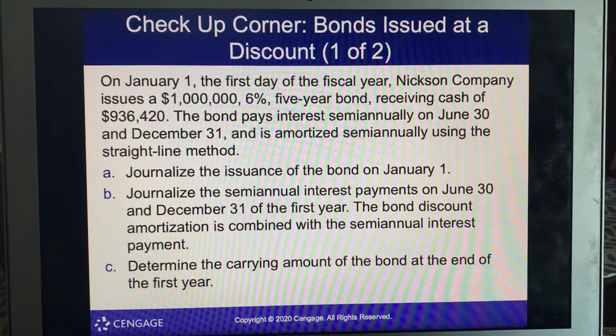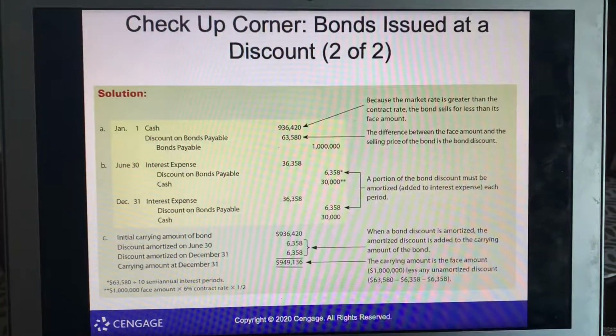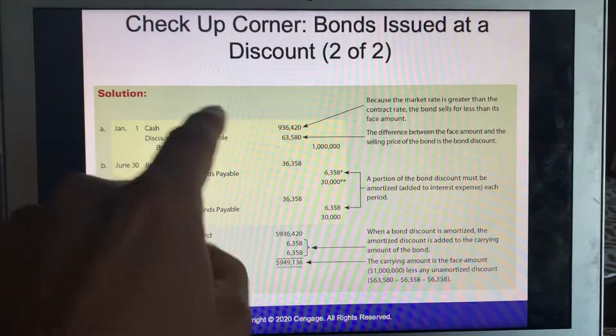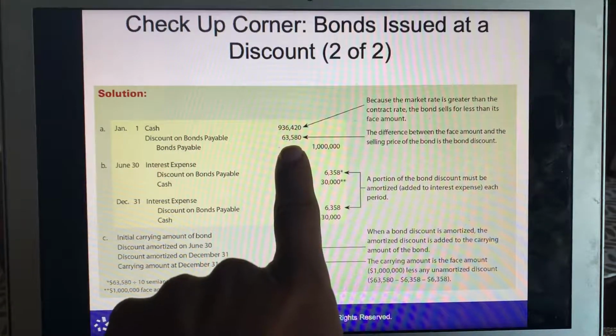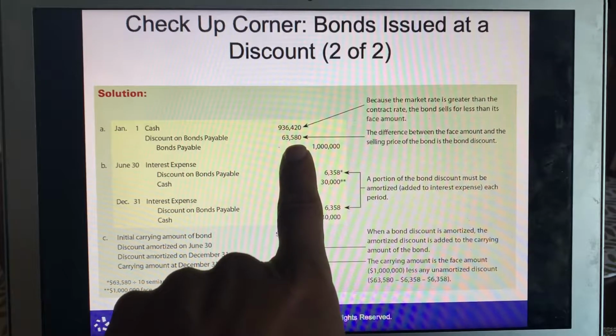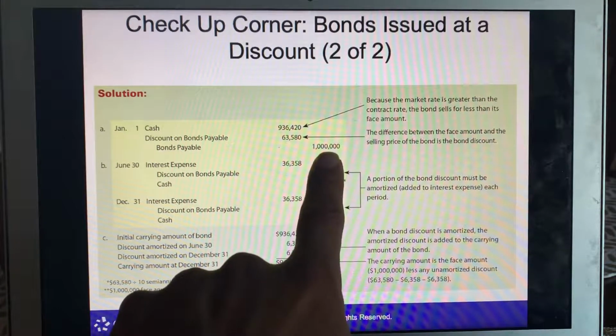So we'll take a look at A, B, and C, the journal. Not the journal, but what they're asking us to do, the components. So we'll take in the cash as $936,420. Discount on the bond is $63,580. And then on our books, we'll go bond payable for $1 million.